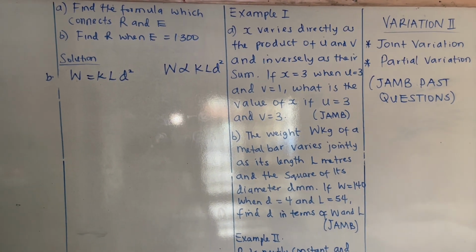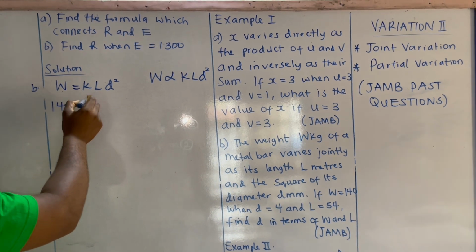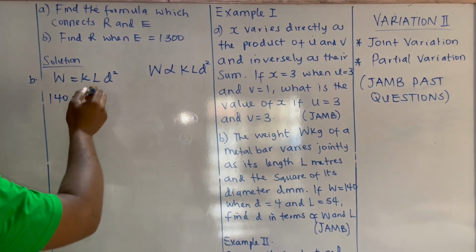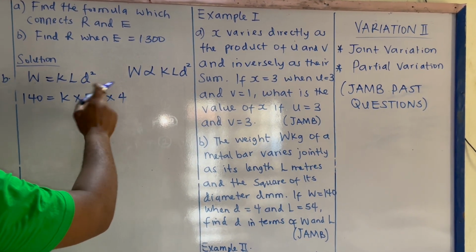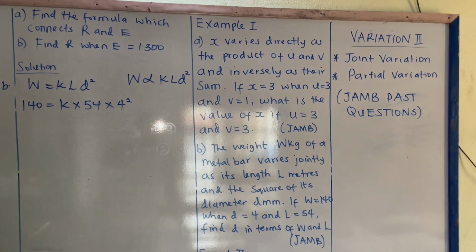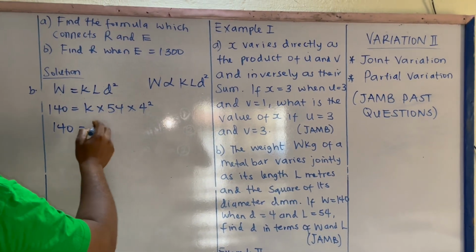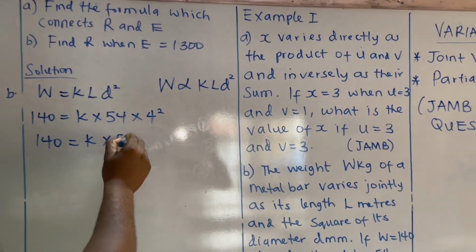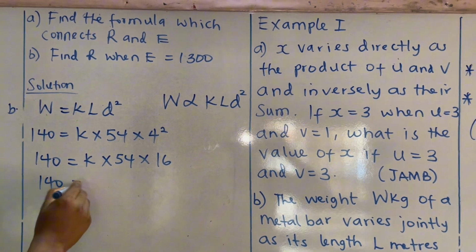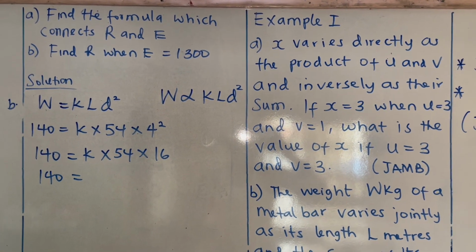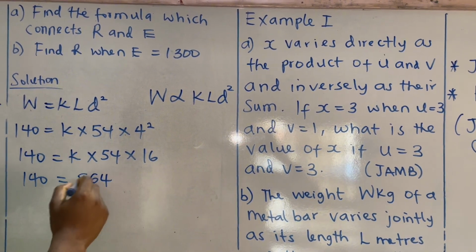Alright, so in this case we have been given W as 140. So 140 is equal to K times L, which is 54, then D is 4 raised to the power of 2. So I'll have 140 is equal to K times 54 times 16. So 54 times 16 will give me 864. So 864 times K, 864K.